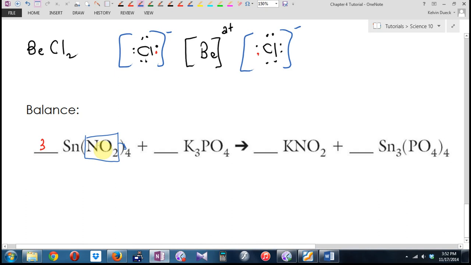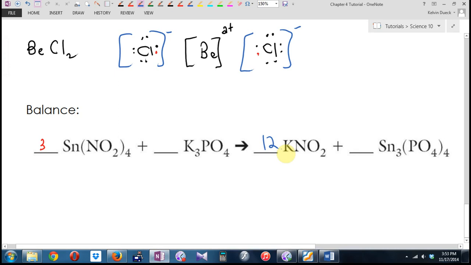Yep. Okay. How many NO2s are there? 12. How many NO2s do I have here? Right? Again, visualize it's really that, but we don't write that. How many do I have here? What else just changed?